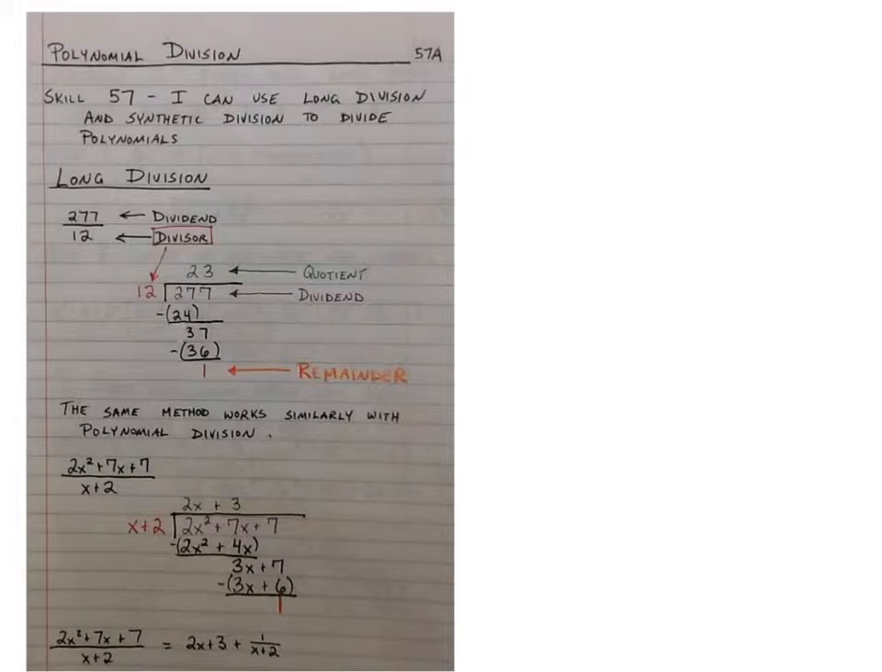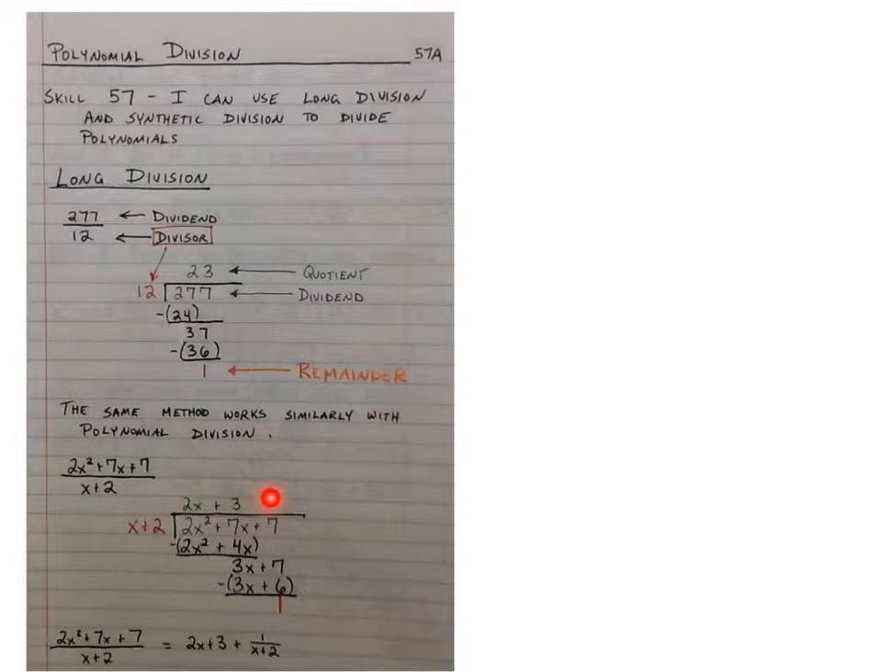Long ago we learned about long division in elementary school, and in doing so we learned about key terms, the dividend, divisor, quotient, and remainder. Polynomial division does the same thing, where you have a dividend on top of the fraction and a divisor on the bottom of the fraction. And when you write it out in the long division method, the dividend goes under the divide sign and the divisor goes in front of it.